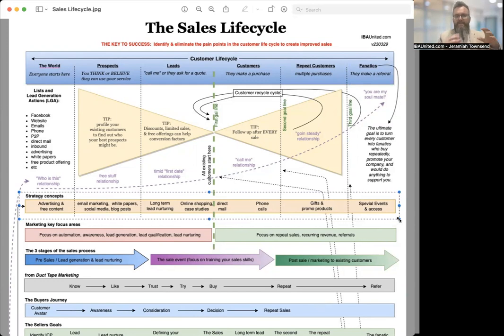Strategies and concepts: in the prospecting stage, it's like advertising, free content, YouTube channels, Facebook posts, that sort of thing. Once you get into the lead phase, this is specific outreach to a specific group of people. This is going to be more like email marketing. It's going to be white papers, specific social media groups, blog posts to answer specific questions for your prospects. This is what's going to help you do that. And then you're going to enter them into, hopefully, your long-term lead nurturing system.